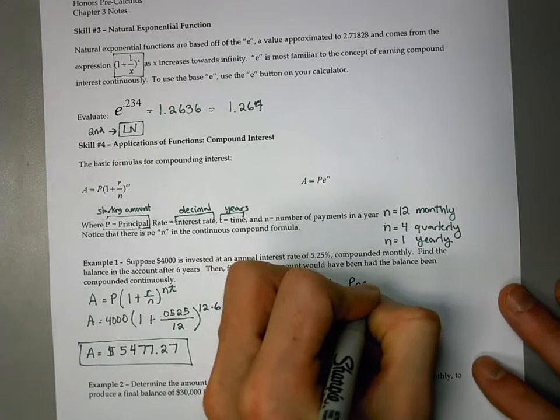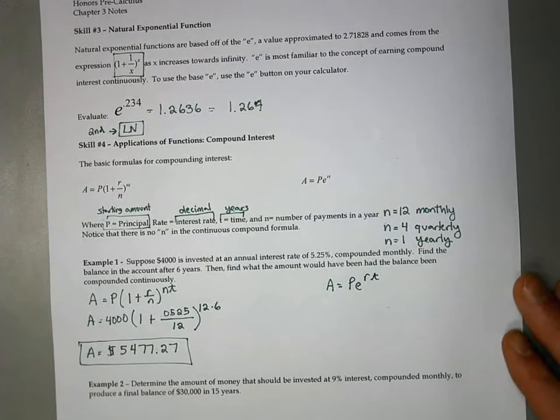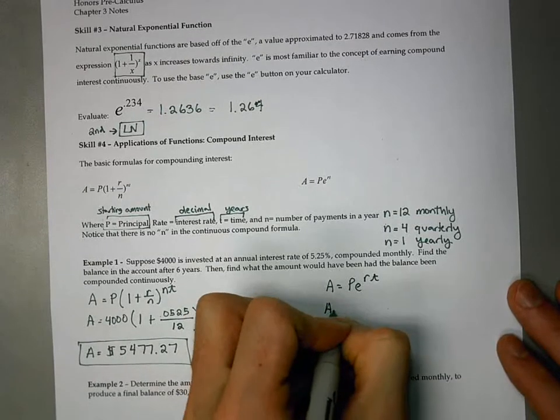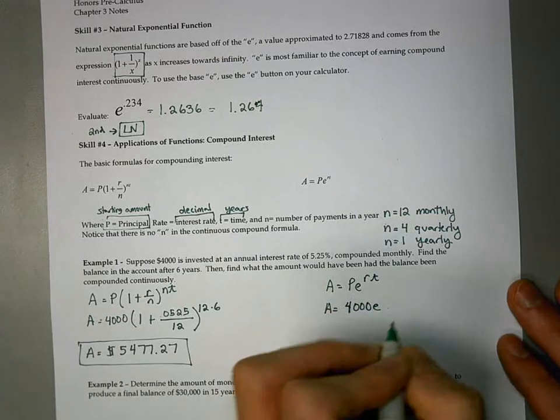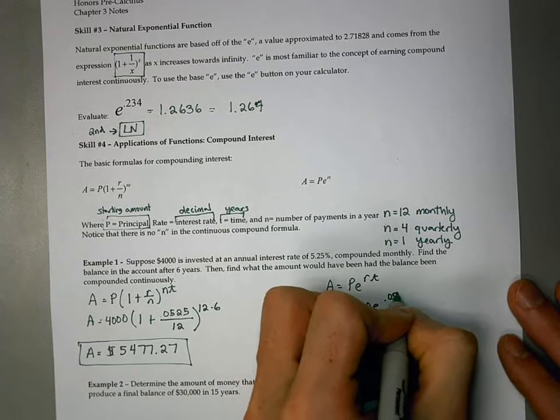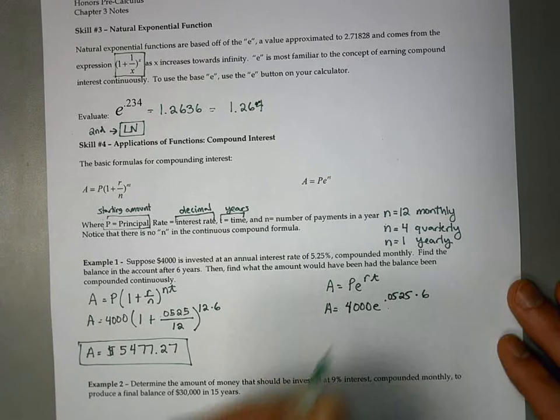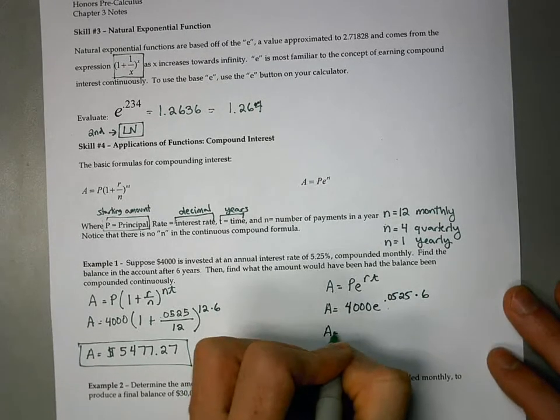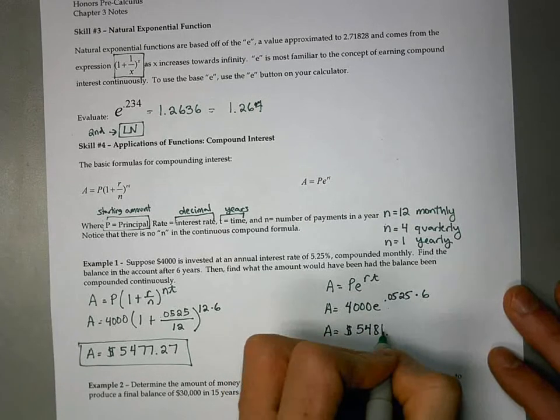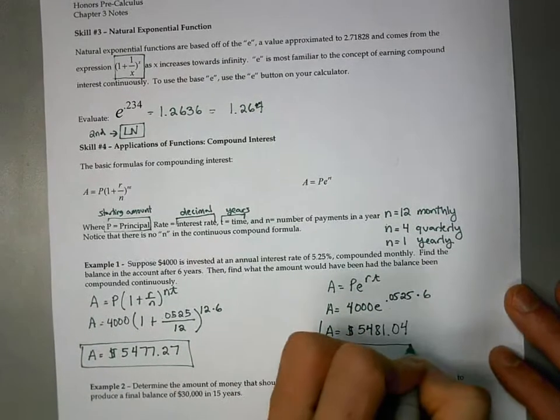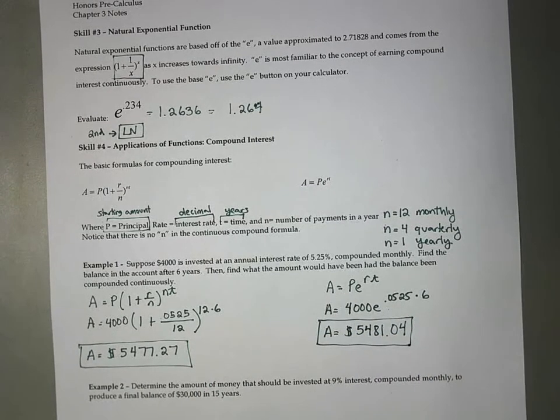and that's where we use our Pe^(rt) formula, where both r and t are in the exponents. Once again, 4,000 is the starting amount. Our rate is going to be a decimal, and we're doing this over 6 years. And if you plug that into your calculator, you should see you get $5,481.04. So slightly larger, since this is being compounded continuously versus compounded monthly.